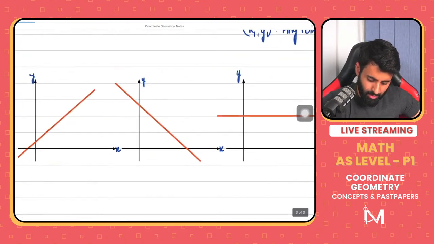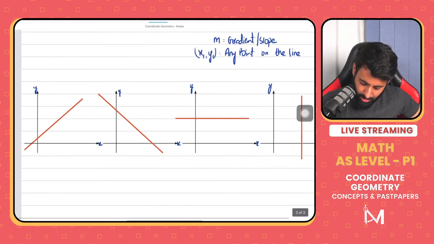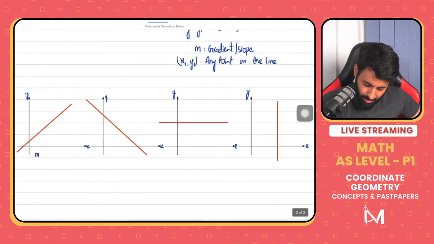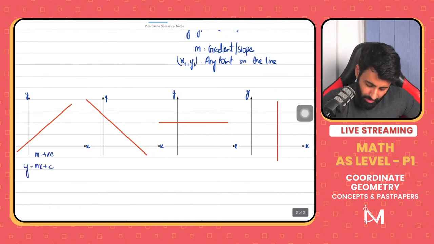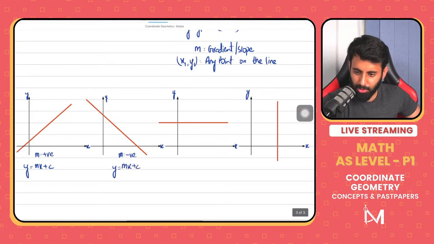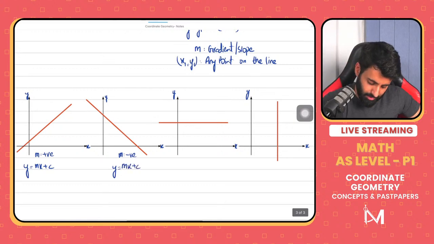Okay. So if you have something like this, we just saw that the gradient of this line is going to be positive, but what will the equation look like? It's going to be y equals to mx plus c, okay? And in this case, the gradient will be negative. What will the equation look like? The equation will also be y equals to mx plus c. So any upward or downward sloping line will have an equation that looks like this.